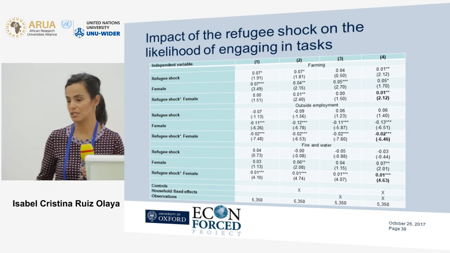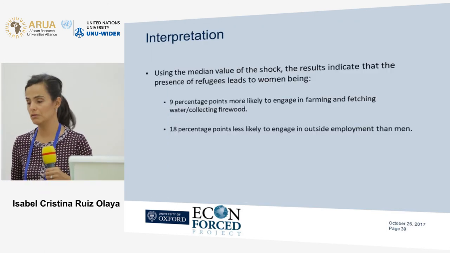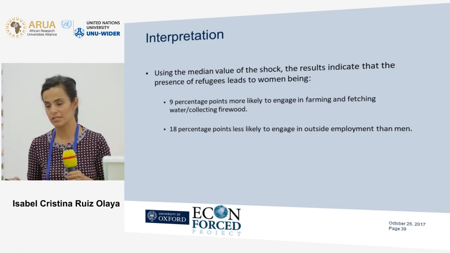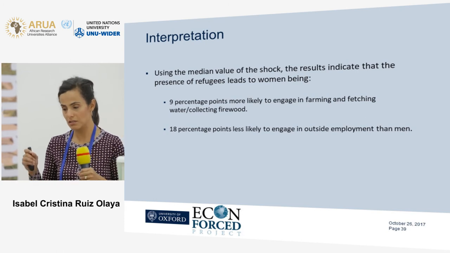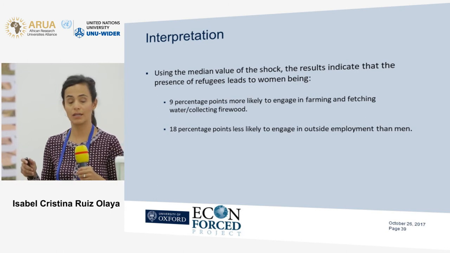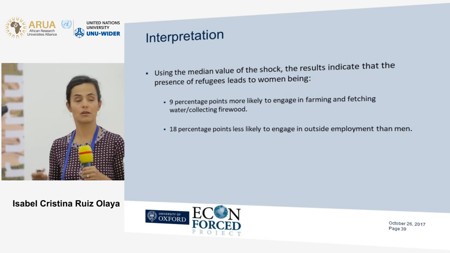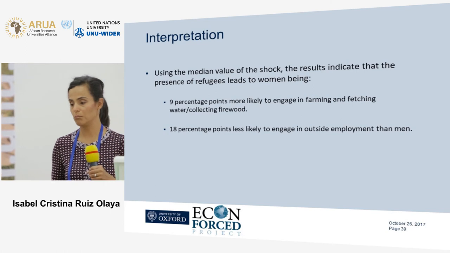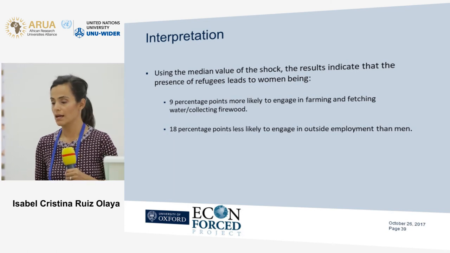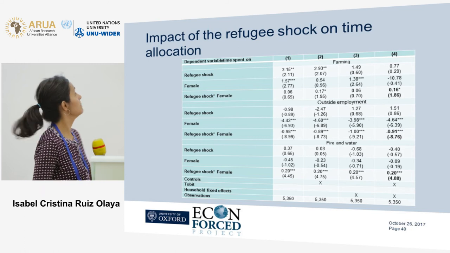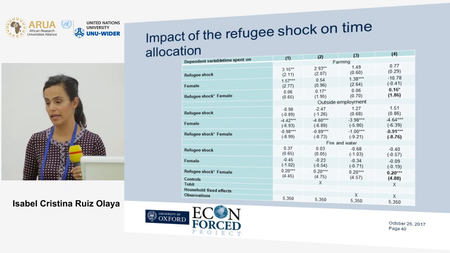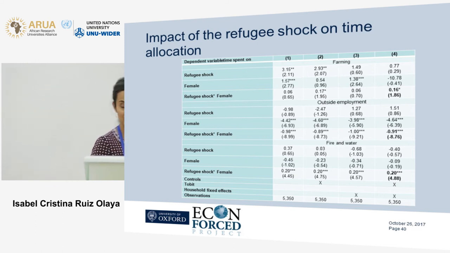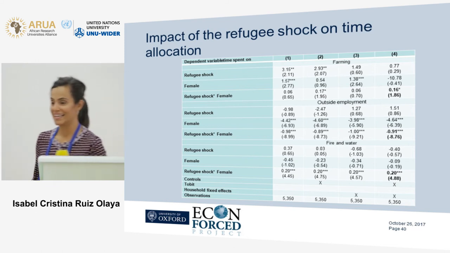But then, this is just an interpretation. Just to give you an idea of the magnitude, using the median value of the shock, the results indicate that the presence of refugees led women to be 9 percentage points more likely to engage in farming and fetching water or collecting firewood, and 18 percentage points less likely to engage in outside employment than men. We find very similar results when you look at time allocation. I have 5 minutes, but I should be closer.